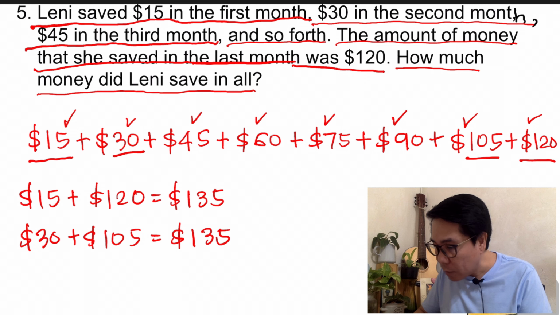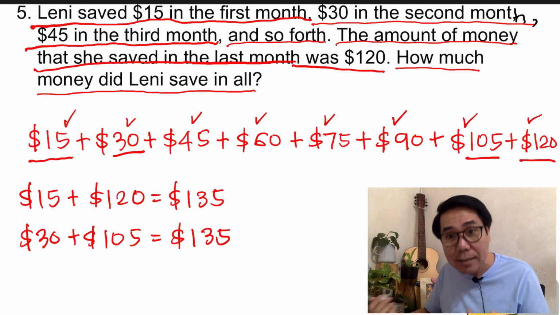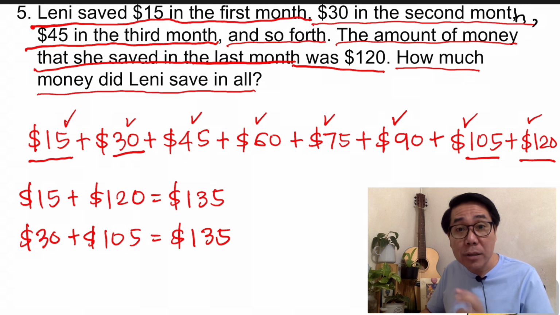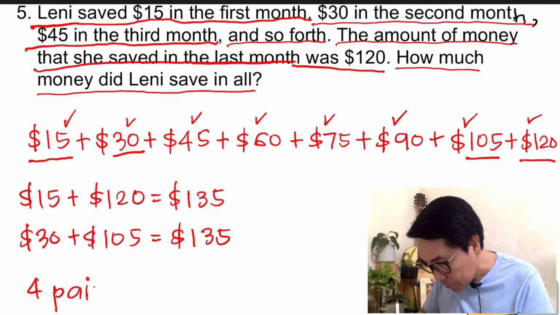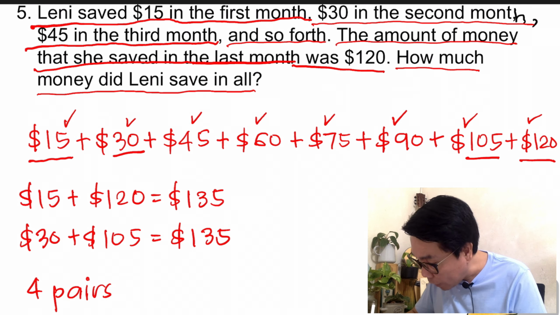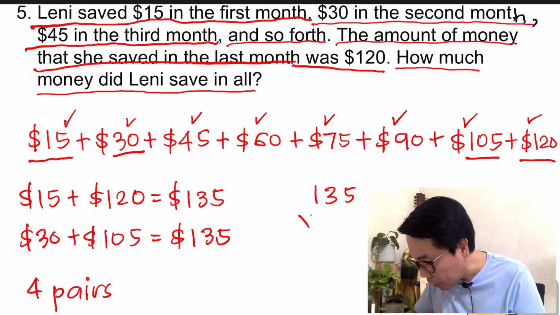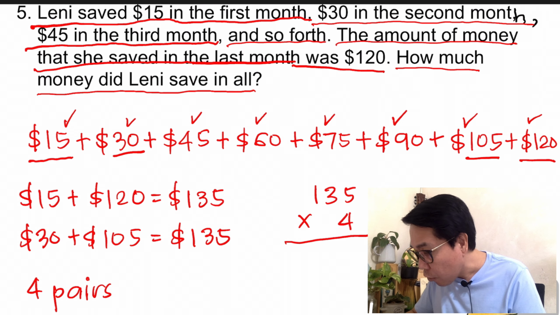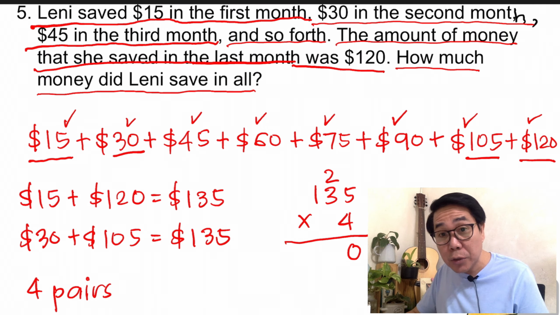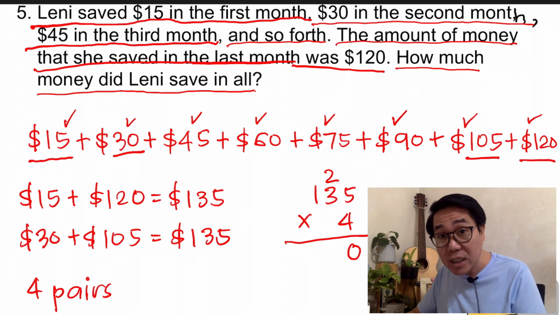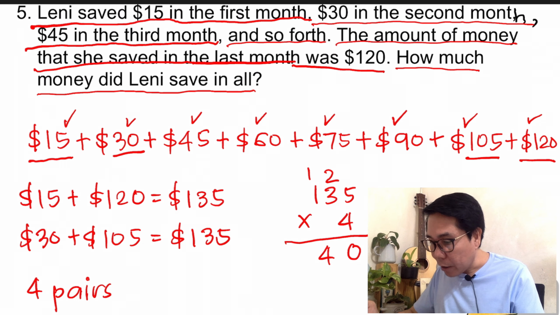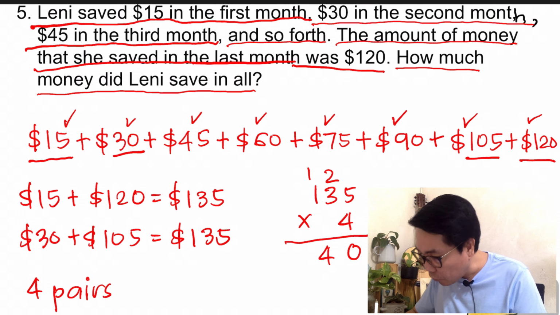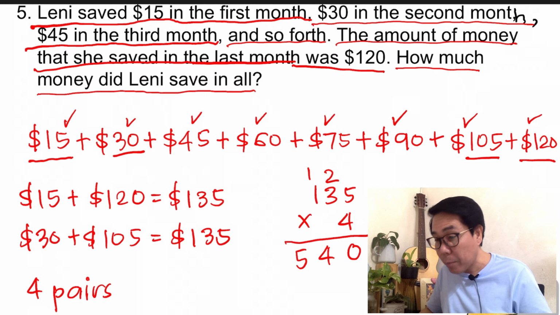So now, how many pairs are there? Since there are 1, 2, 3, 4, 5, 6, 7, 8 numbers, 8 divided by 2, we got 4 pairs. So there are 4 pairs in all. So what are we going to do now? 135 multiplied by 4. 4 times 5 is 20, regroup 2. In the tens place, 4 times 3 is equal to 12. 12 plus 2 is equal to 14, regroup 1. 4 times 1 is 4 plus 1 is 5. So the answer is 540.